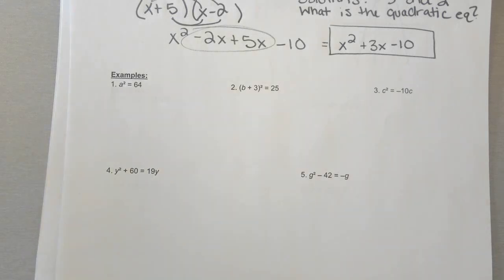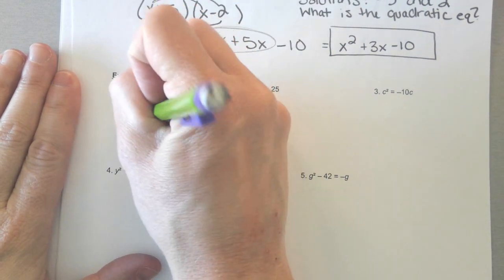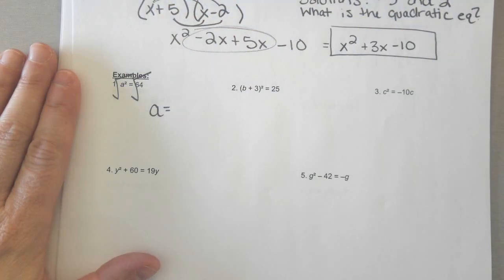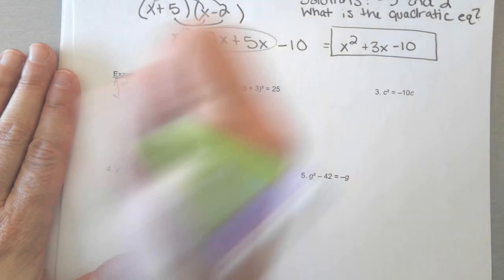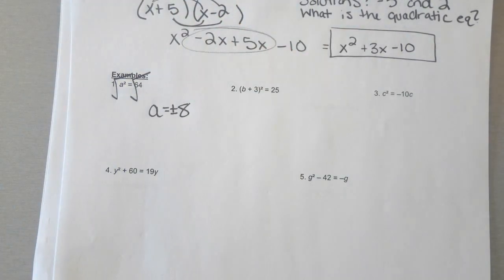Number 1 is like example 1. What would I do to solve for A? Square root. When I square root each part, A equals, what's the square root of 64? 8. And what symbol do I have to put in front? Plus minus. Because +8 squared is 64, but -8 squared is also 64. Questions on that one? Nope.